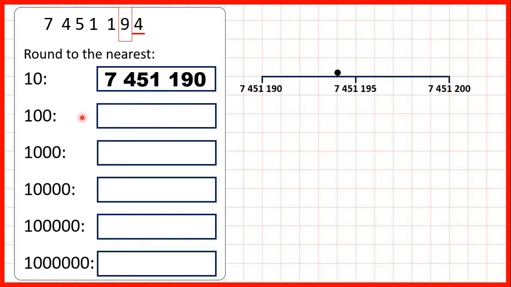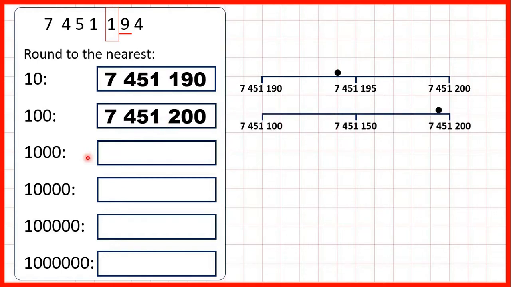So we have 7,451,190. Now to round to the nearest 100, we find our hundreds digit and look to the right. We have a 9, so we're rounding up. That means the 1 in our hundreds becomes a 2. Digits to the left stay the same, and digits to the right of our place value turn into zeros. So we get 7,451,200.